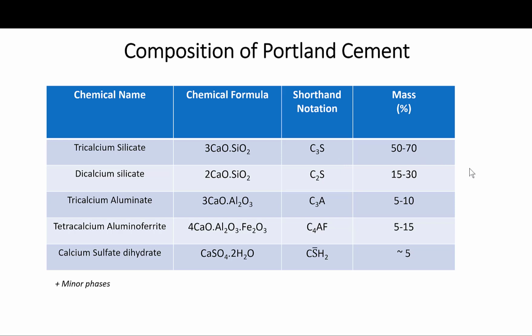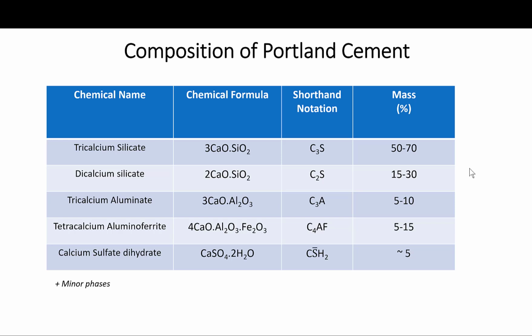As I said, the C₃S is roughly around 50%, or 50 to 70. It's a very reactive compound, gives high heat of hydration, and is responsible for the early strength. It gives high early strength. The C₂S, average of 25%. This one has lower heat of hydration, slow reaction, and is responsible for the later strength gain.